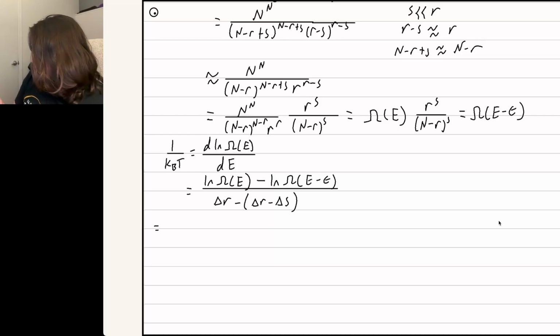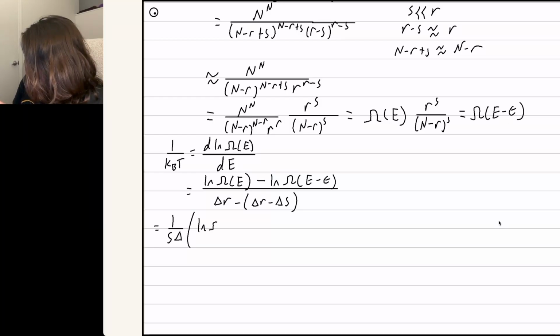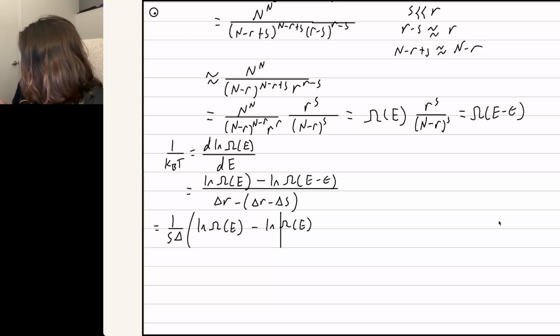The denominator is really easy to evaluate. That just ends up being 1 over S delta. And then the top is natural log omega of E minus natural log, and this was equal to omega E times R to the S over n minus R to the S. Okay.